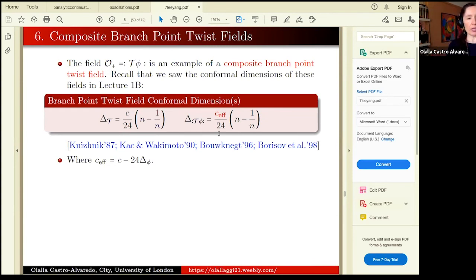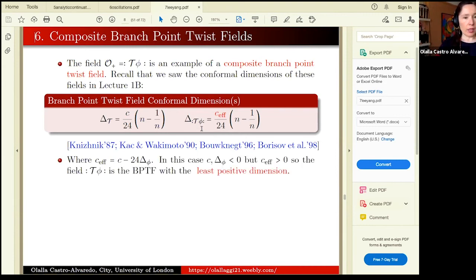So the dimension of this T phi depends on the dimension of phi, and it depends on the original c. This is a kind of field that had already been identified in the context of studying orbifold conformal field theories, non-unitary conformal field theories. If you look at these dimensions, you realize that in a theory like Lee-Yang, the dimension of the standard twist field is actually a negative number, which is usually not very nice, whereas the dimension of T phi is a positive number, which is a little bit nicer. So T phi is the branch point twist field with the least positive dimension that we have in this theory.